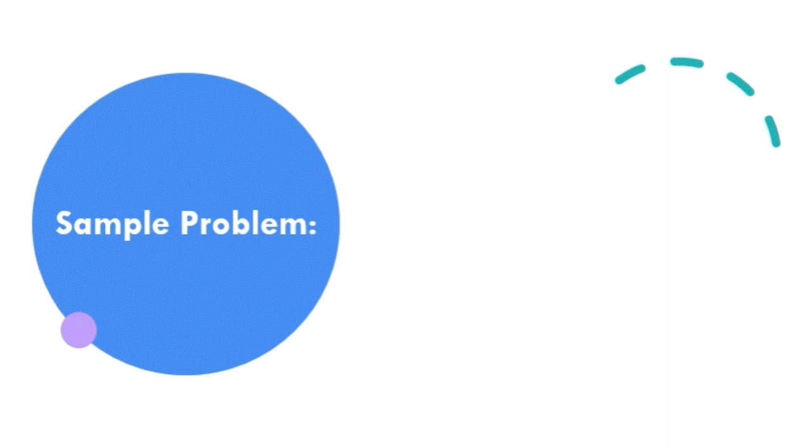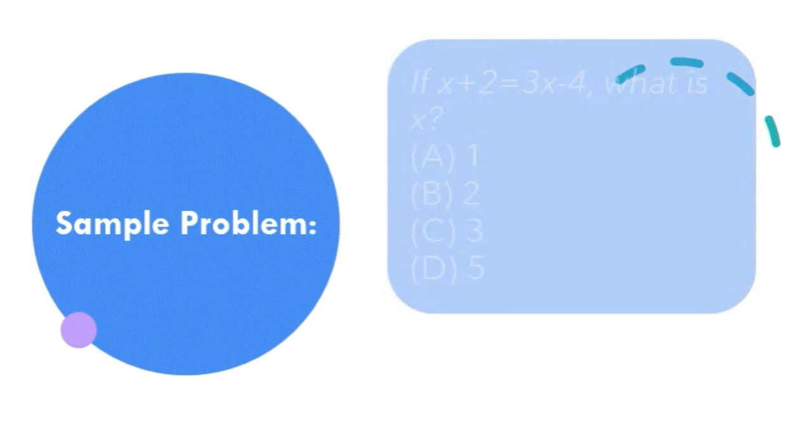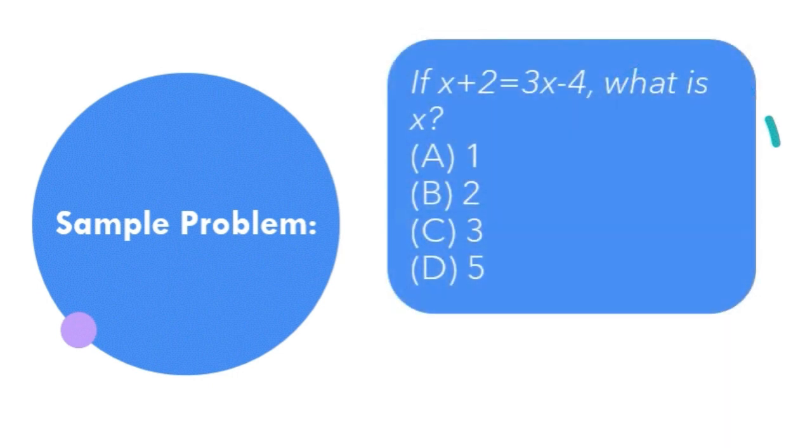Example problem. We're going to solve the equation x plus 2 equals 3x using a test-taking strategy called plugging in numbers. Instead of solving algebraically, we'll try different values for x from the answer choices to see which one works. Example problem. Solve for x in the equation x plus 2 equals 3x.